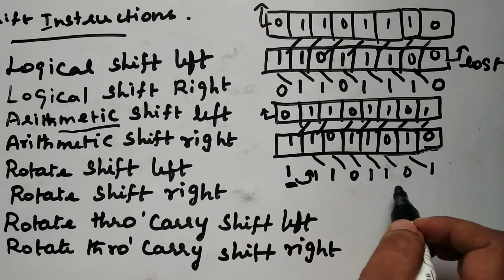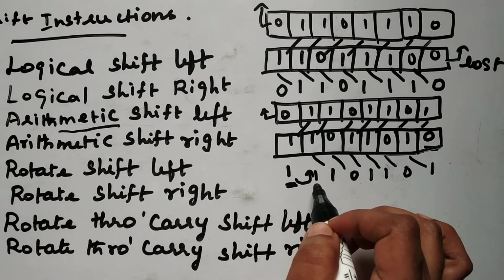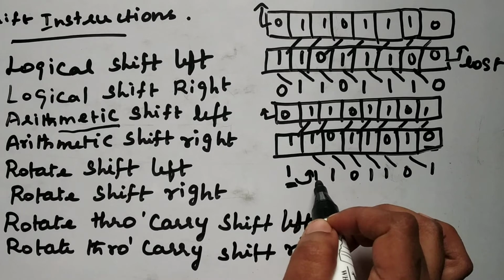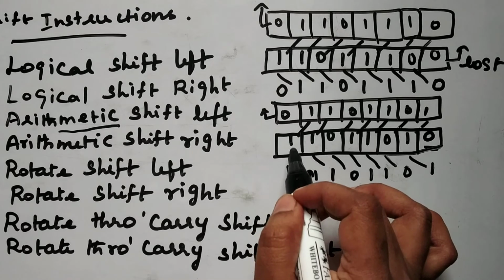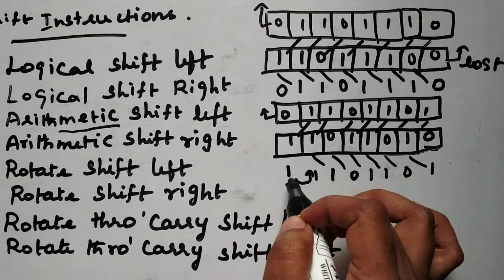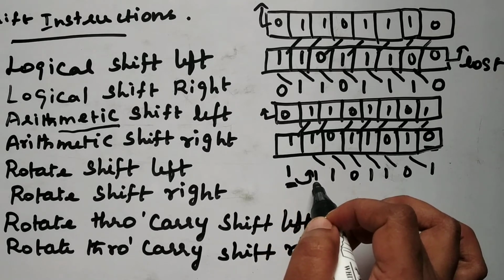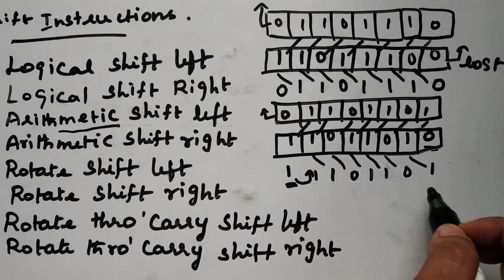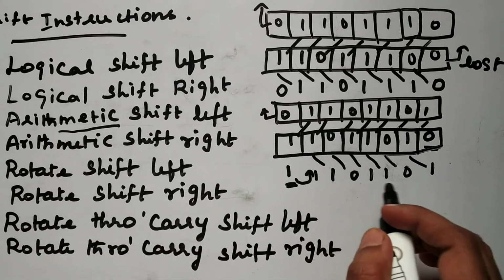So moving all bits to the right position, the second bit position will have the copy of the sign bit. This will be considered as the sign bit, so we should not change the sign bit of the input, it will remain the same, and whatever the bit value is, that will be copied to the next bit position. This is what arithmetic shift right is. Okay, then we will discuss rotate shift left.